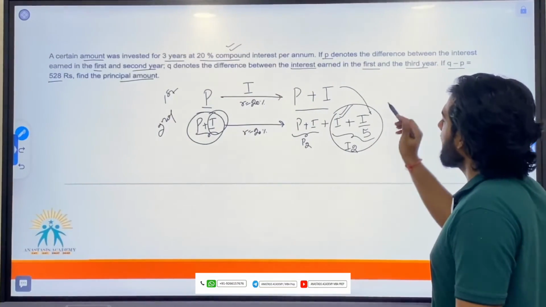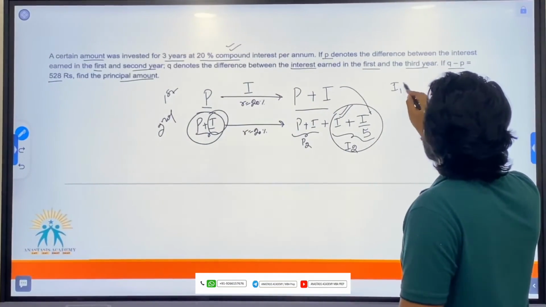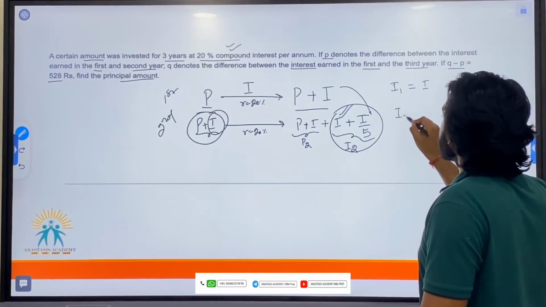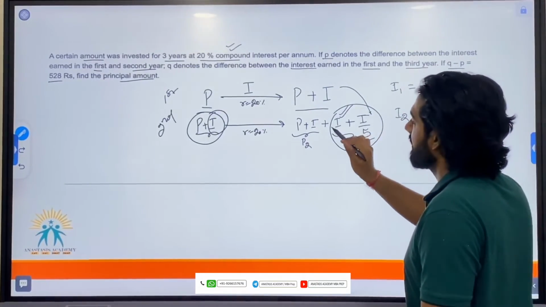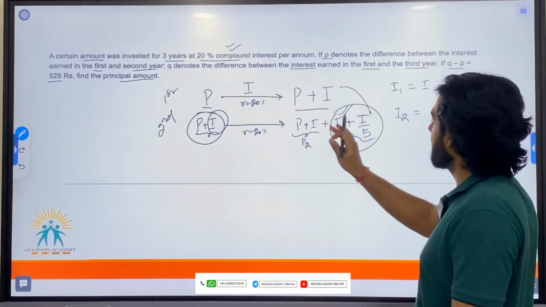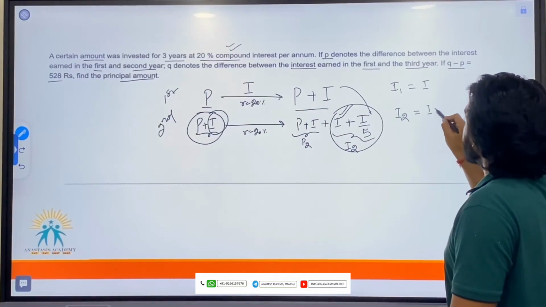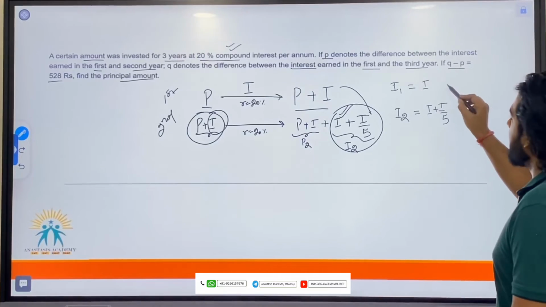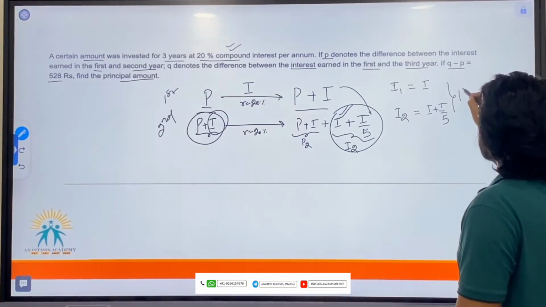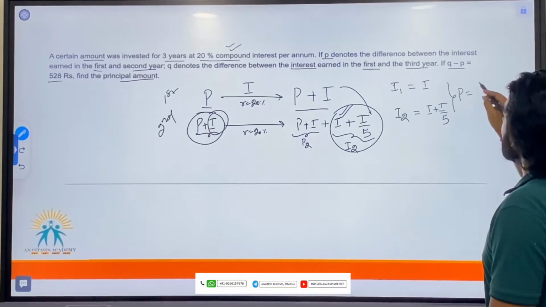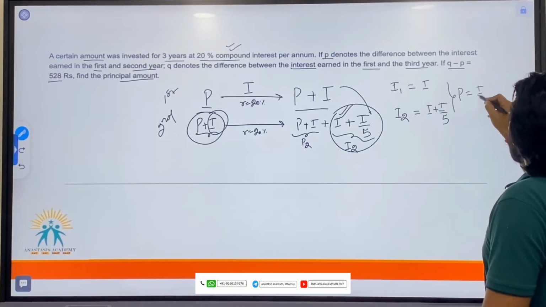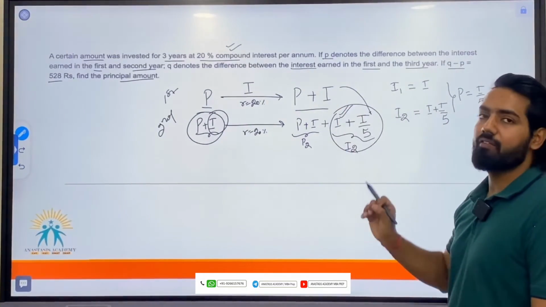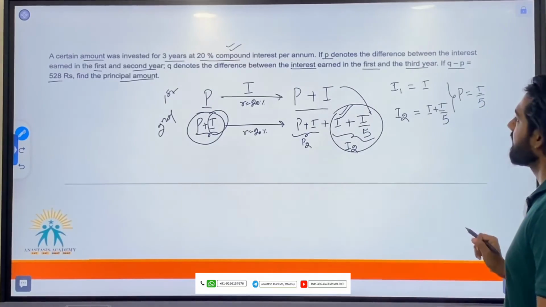Or if I write that the interest in first year on this principal is I, interest in second year on this principal is I plus I by 5, which is nothing but the difference of these two, which is given as P. The difference of these two is I by 5, or the interest on first year's interest, right?